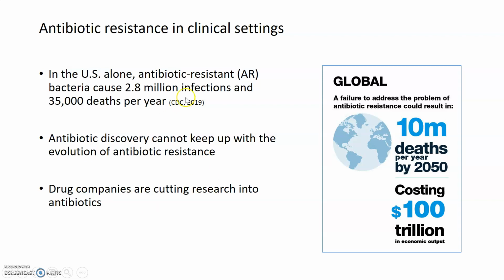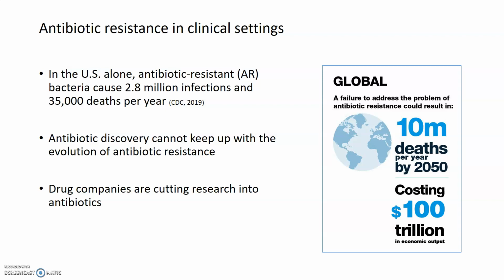And so in the United States alone, there are about 3 million infections and 35,000 deaths every year that are related to antibiotic-resistant bacteria. Globally, this number is even much, much larger, and the cost of treating people with antibiotic-resistant infections is also quite high. And as we've seen, bacteria can evolve antibiotic resistance really quickly, and antibiotic discovery really just can't keep pace with the evolution of antibiotic resistance.